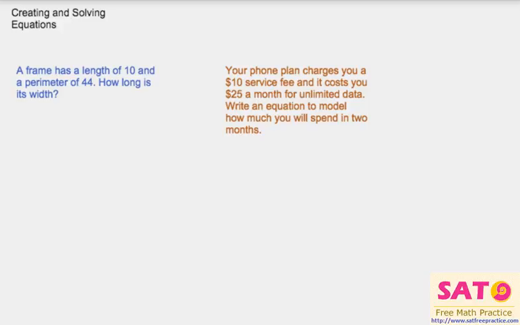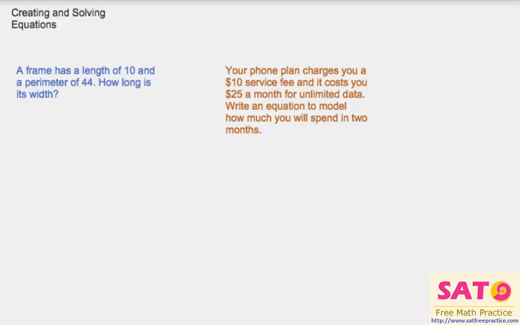So our first problem is, a frame has a length of 10 and a perimeter of 44. How long is its width? So the information we have is that it's a frame. And normally, if we're looking at a standard frame, it's normally a rectangle. Let's not think about an oval frame, but a rectangle.